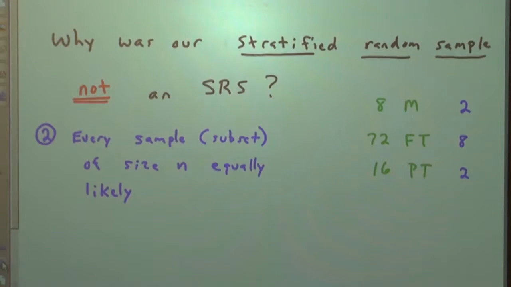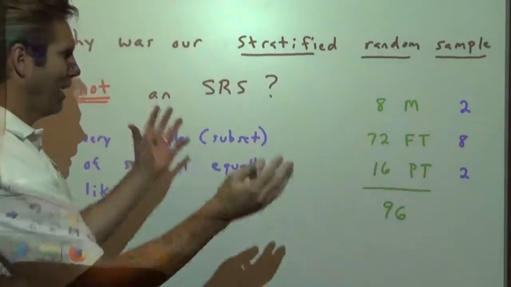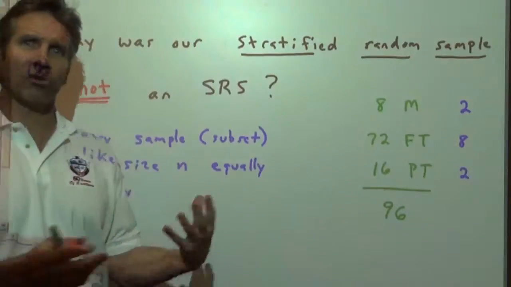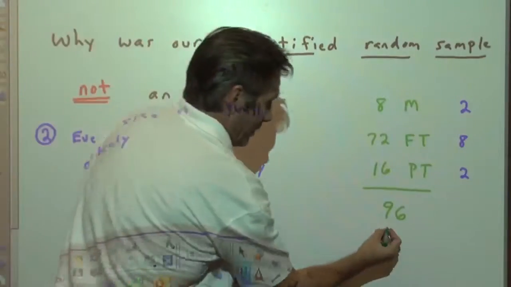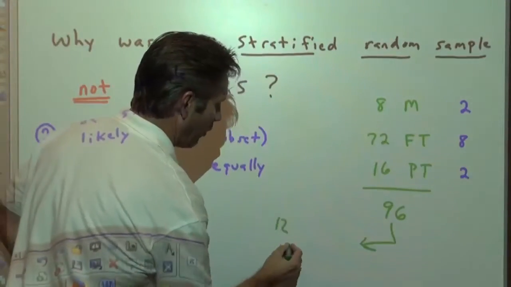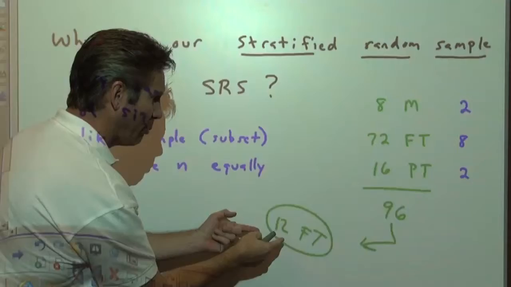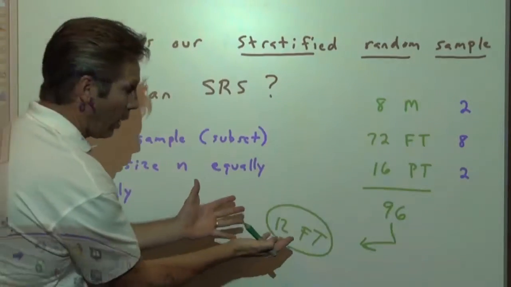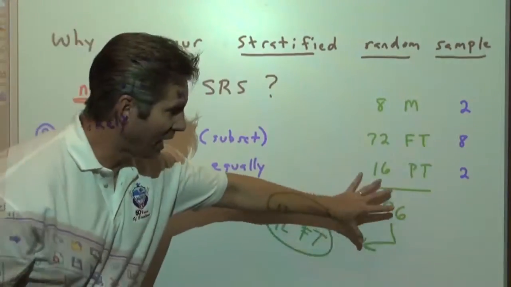Now, the part of the SRS definition that is always violated is this one, and it can kind of hurt the brain. So see if this makes sense. We need to make sure that every sample or subset of size n is equally likely. In other words, if we had all 96 people and we just took a sample of 12 out of those 96, do you agree that there's no stipulation that you have to have 2 managers or 8 full-time employees? Heck, it's possible that out of that 96, you could get 12 people and they're all full-time employees. That's a possibility if you take an SRS from the entire population.